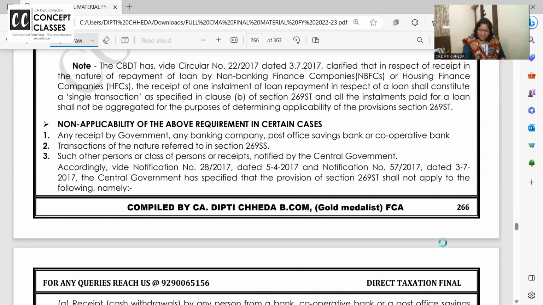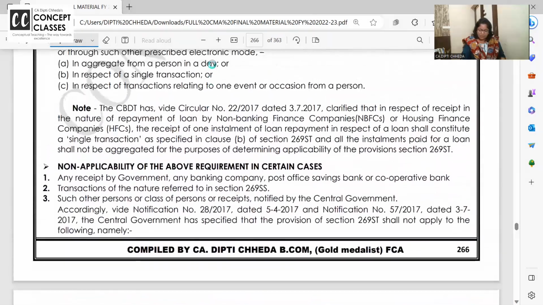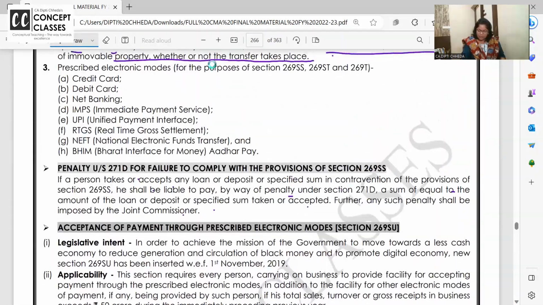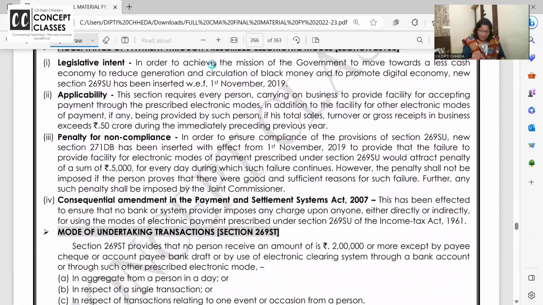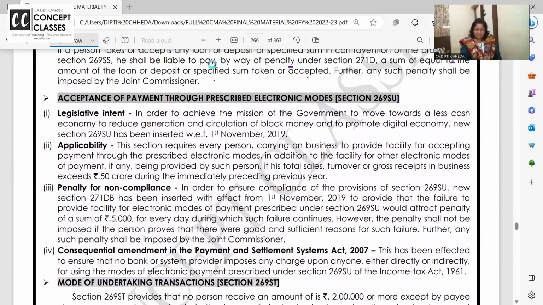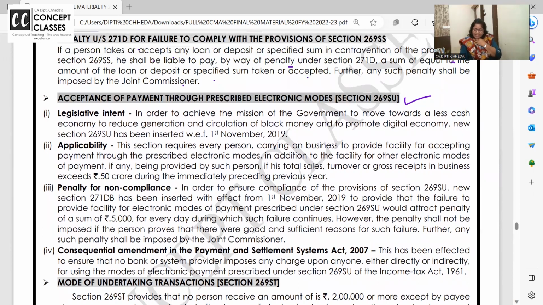Now come back to the next one. Full-fledged chances of getting a 2 marks MCQ for 269SU, which is newly added. 269SU, it's very simple. I'll tell you the gist. It says that if the turnover or gross receipts of our business exceeds 50 crores, then we need to mandatorily have online payment modes open.